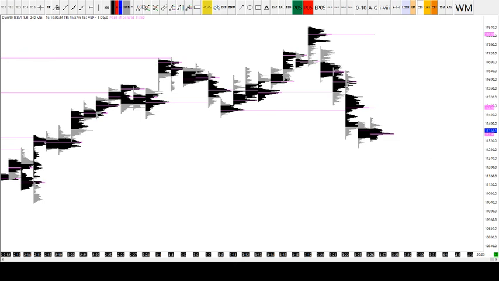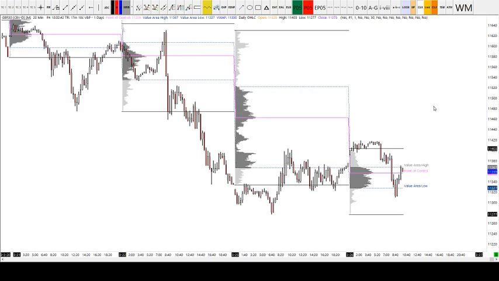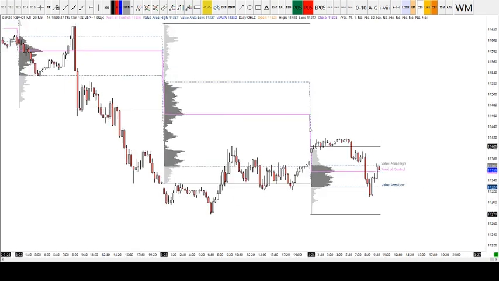Okay, and we'll just quickly check the levels on CFD. Similar story you can see here. And the point of control, value area high and value area low have all been taken out. The low, however, is 11,277, and the exposed point of control that we talked about just a minute ago is somewhere there around 462.